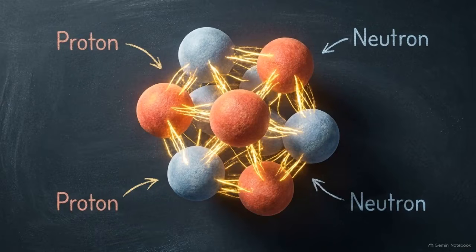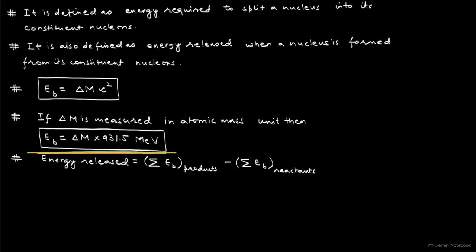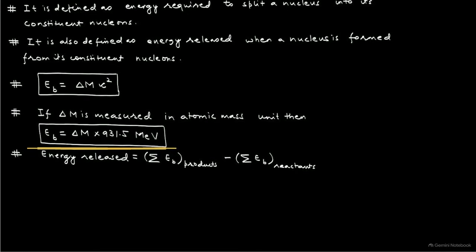So where exactly does this missing mass go when an atom binds together? This document contains the answer: mass-energy equivalence. The lost mass converts directly into pure energy, creating binding energy. It's the exact energy needed to split a nucleus, or released when formed. To calculate efficiently, multiply the mass defect by 931.5 to get mega-electron volts.